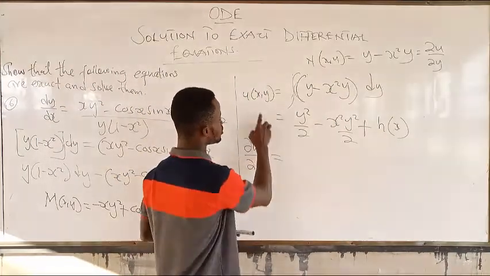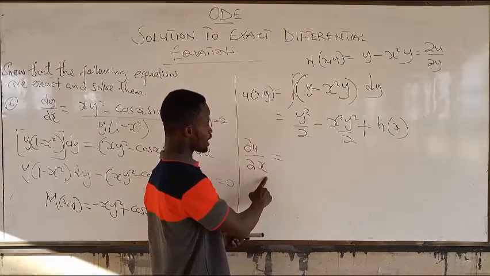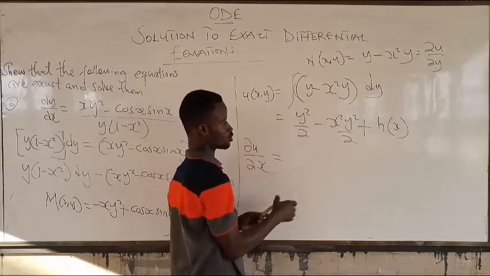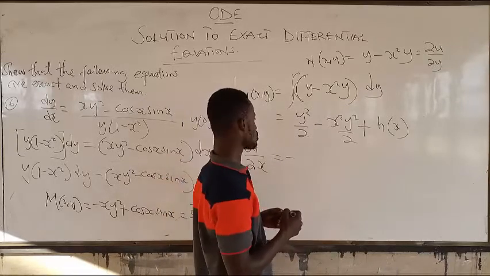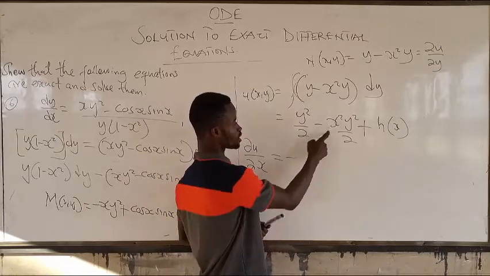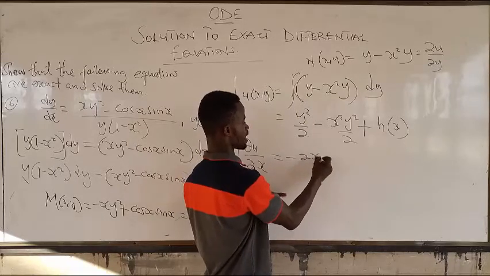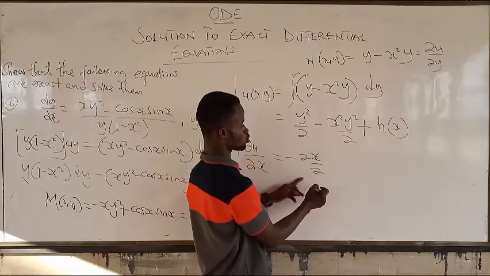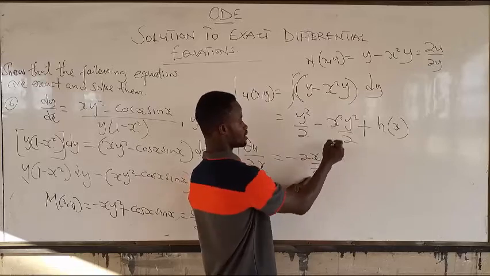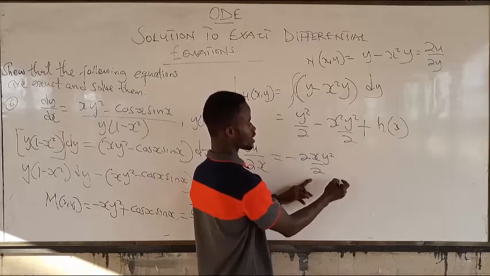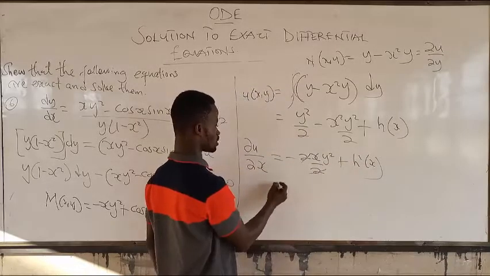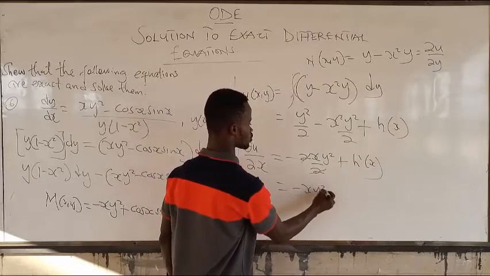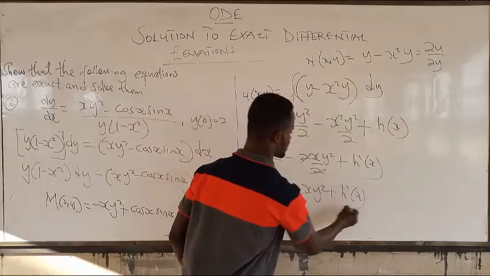Let's move on. So now, we treat y as constant. So this is 0. We treat y as constant, so we differentiate this. When you differentiate this, you get 2x over 2. Alright? And the y is a constant, plus h prime of x. So this cancels this. So you get negative s y squared plus h prime of x.